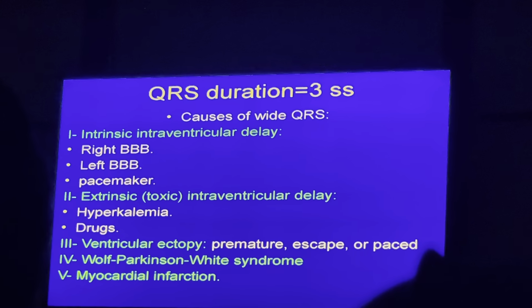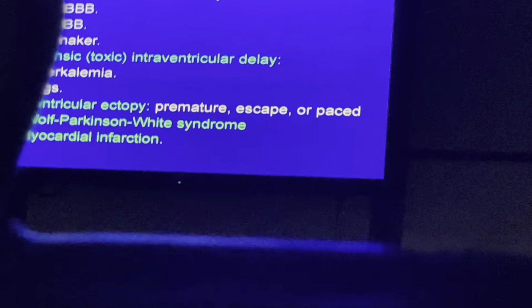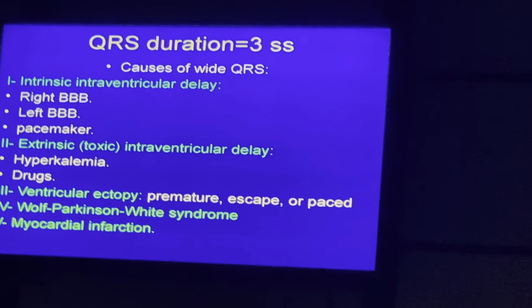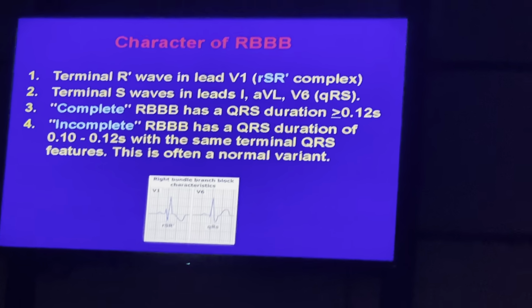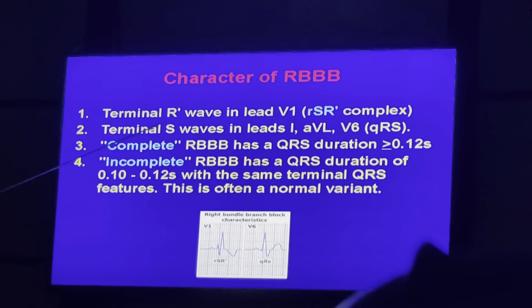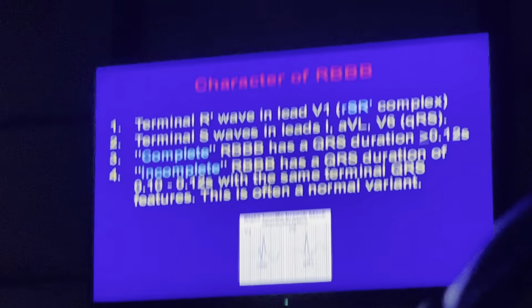Other causes are hyperkalemia, drugs, WPW syndrome, or at times after myocardial infarction in the cases of the IVCD. Next, what happens in right bundle branch block? There is terminal R prime in V1. So there is an RSR pattern in V1.